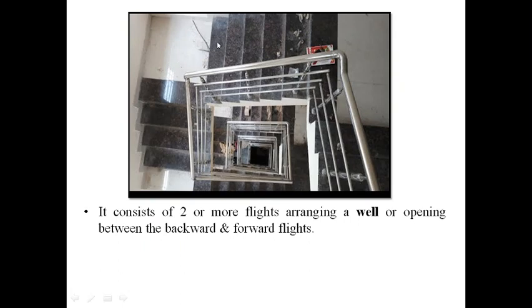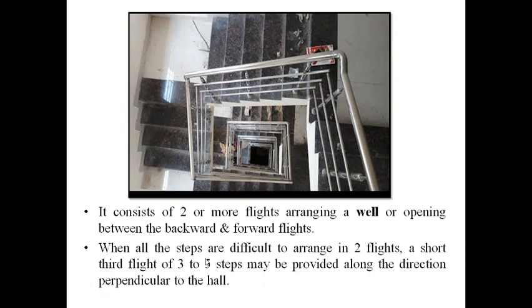This is one flight. Here this is one more flight, and here there will be one more flight. So it is called an open well staircase. When all the steps are difficult to arrange in two flights only, a short third flight of 3 to 5 steps, like this shown here, may be provided along the direction perpendicular to the hall.